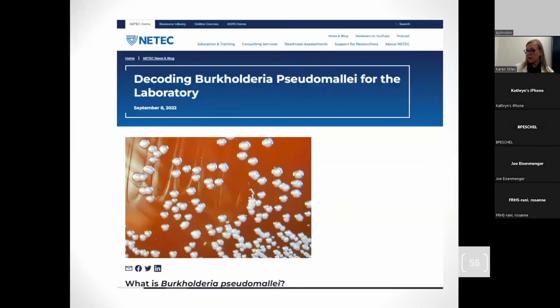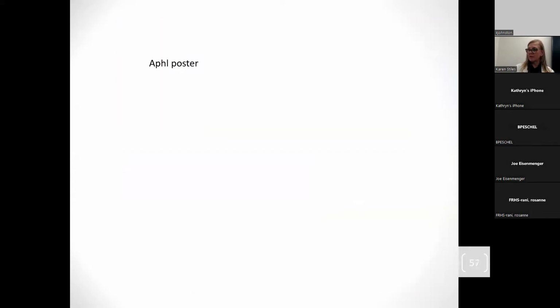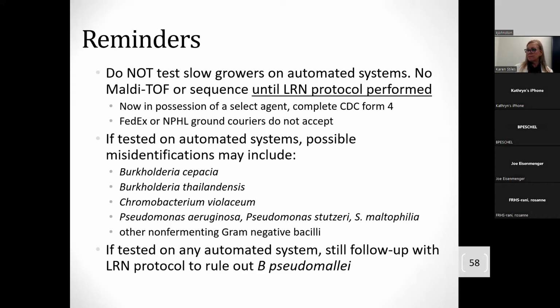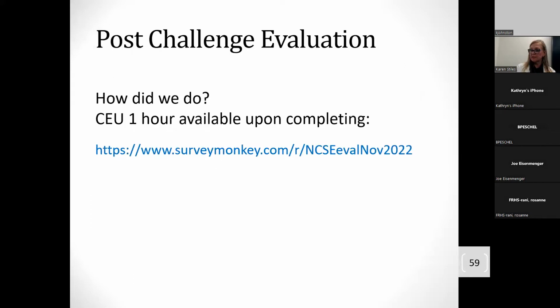All right, so that's for your reading if you need any references. NETEC put out a really great article on decoding Burkholderia that I will share with you. I'll put these out in an email afterwards. I had the poster, but it was such bad print that I decided not to share it. So just the reminder again, to be very careful to do your rule out process before you put it on any automated systems.